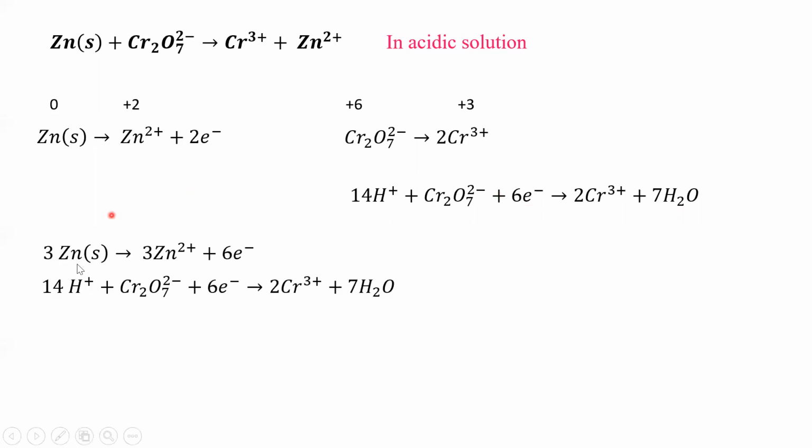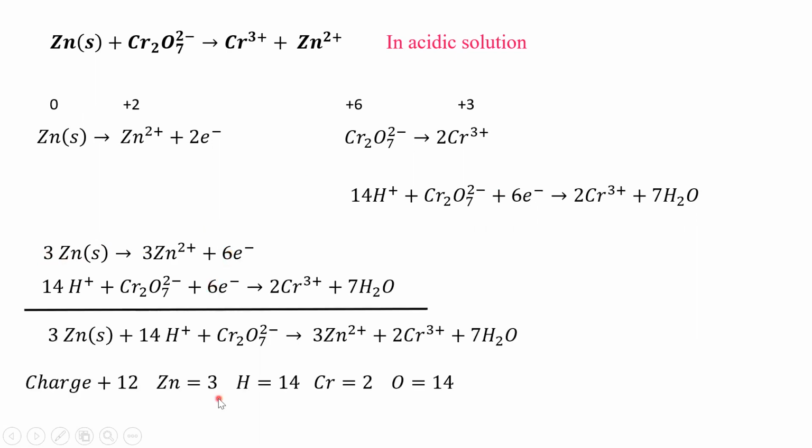All right, so we need to multiply the oxidation half reaction by 3. So this becomes a 3, and a 6. Electrons lost equal electrons gained, and then we add them up. Okay, the charge will be 12 on the reactant side and 12 on the product side.